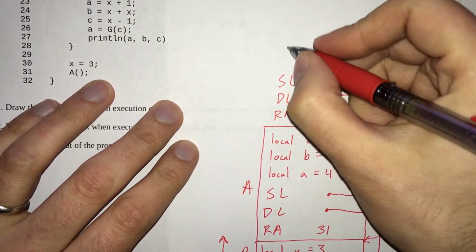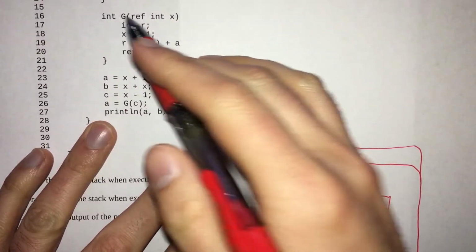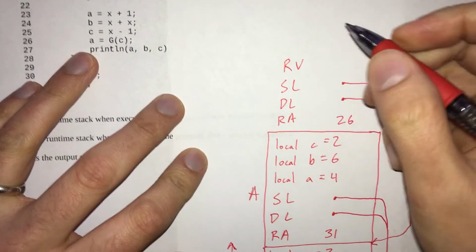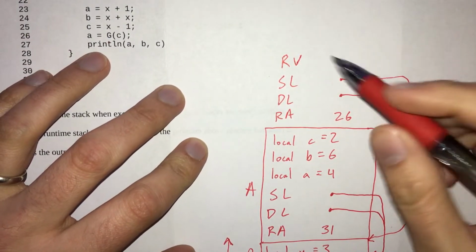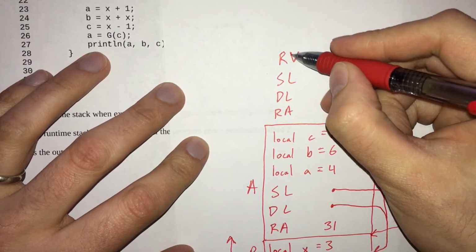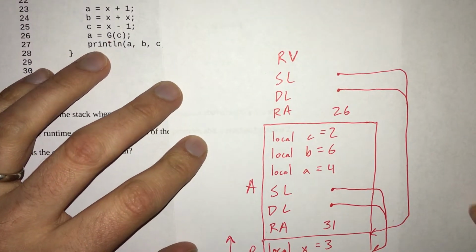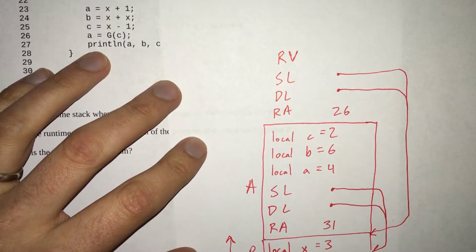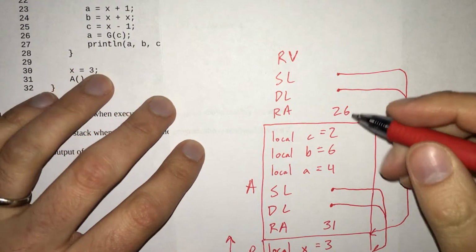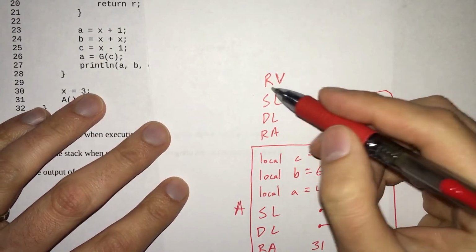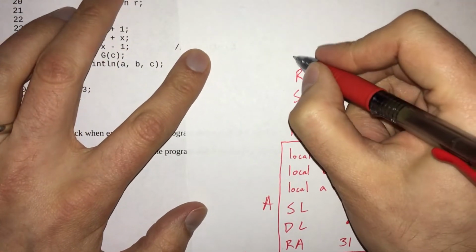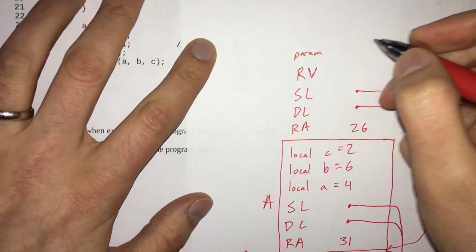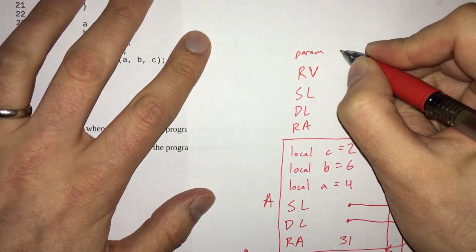We need a space for a return value because G has a return value, so we need a space for that. Incidentally, if this is bothering you a little bit coming from 261, that's fine. In x86, we remember that we do our return value using the RAX register rather than pushing it onto the stack. All right, so we've got our return value slot. We have any parameters to G, and we do have one parameter. We have a parameter called X.